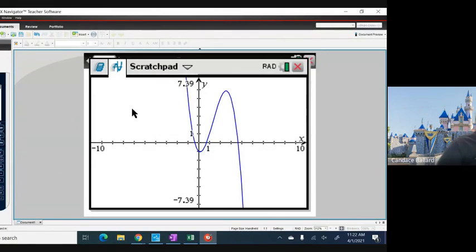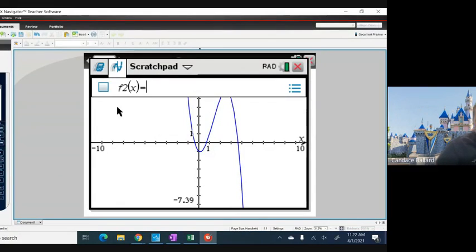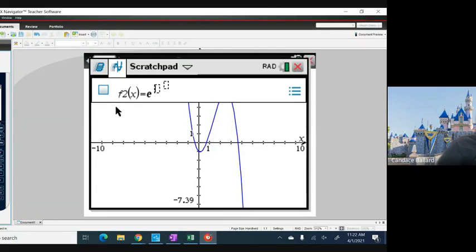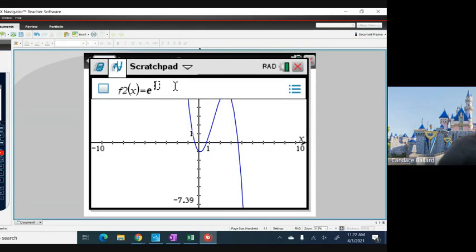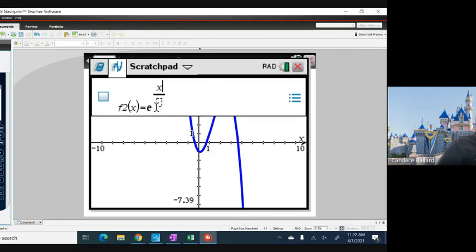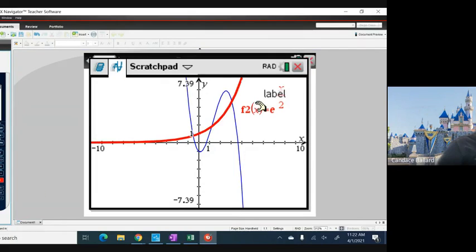All right, and then I'm going to go into here and I am going to say e to the, control. Oh, what happened? Something went really bad. I know what I did. It already had the exponent. Control divide, x over 2. And enter. Okay, so now we've got our regions.